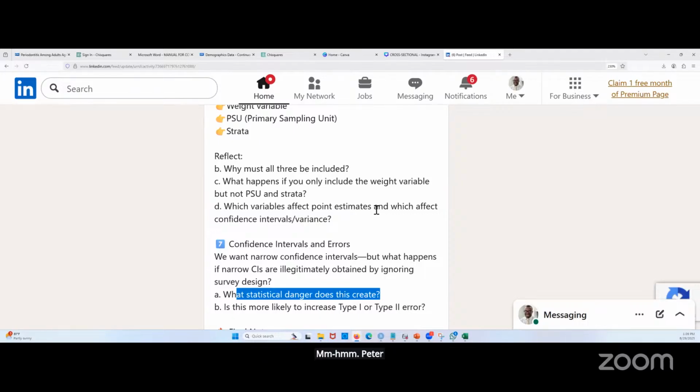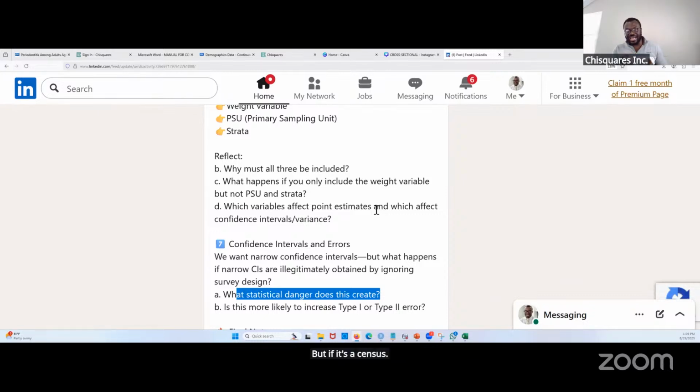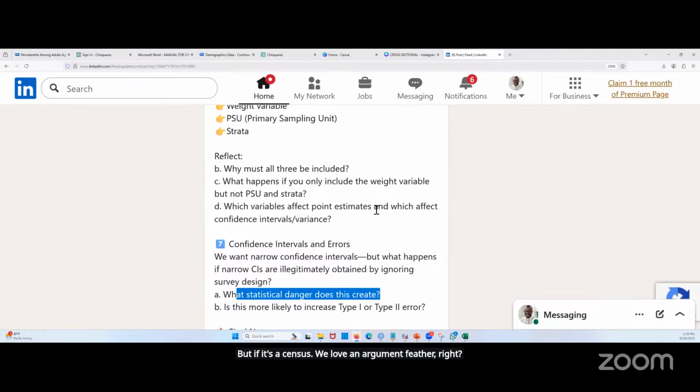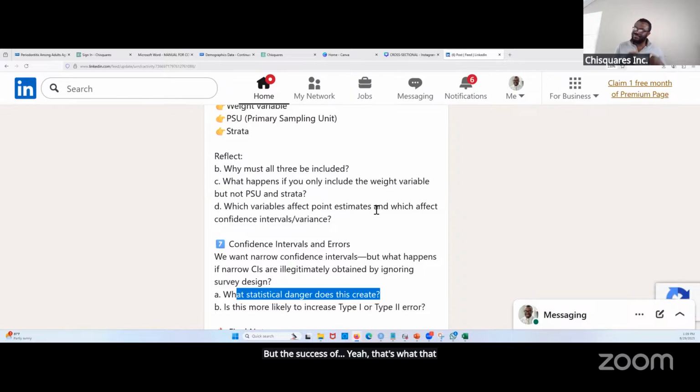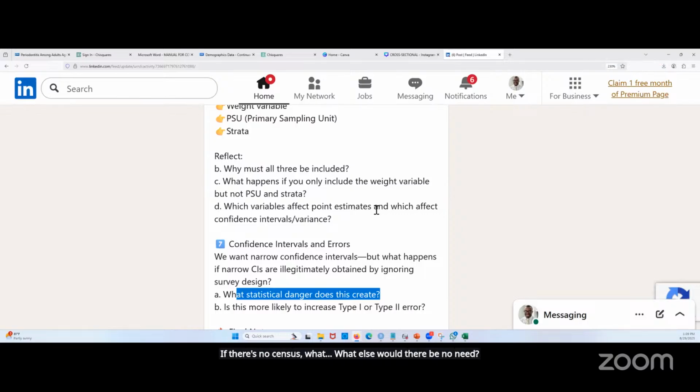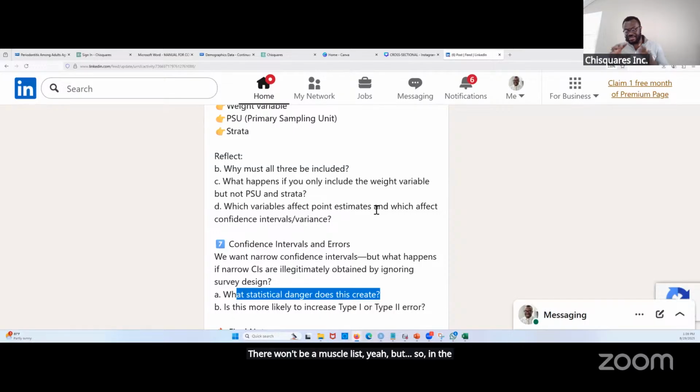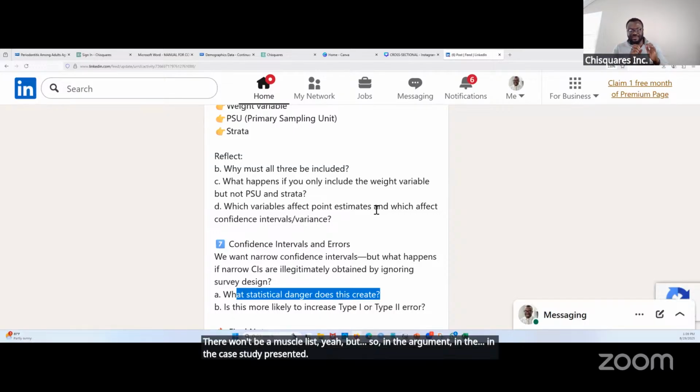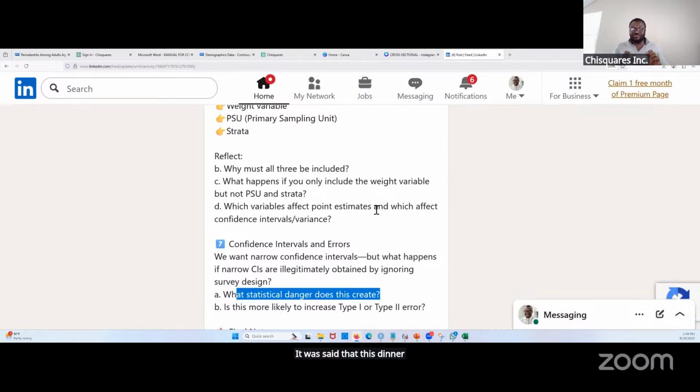Peter says if it's a census, there would be no need for weighting. But if it's a census, you have an argument further, right? If there's no census, what else would there be no need for? There won't be a master list. Yes, but in the case study presented, it was said that this data collection from existing data had no weight, but had clusters and strata, but at the same time was a census. I need someone to critique this.